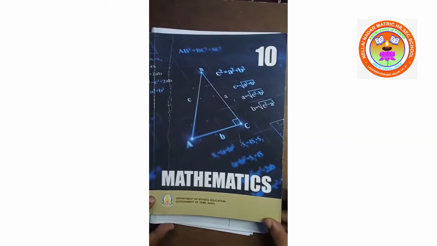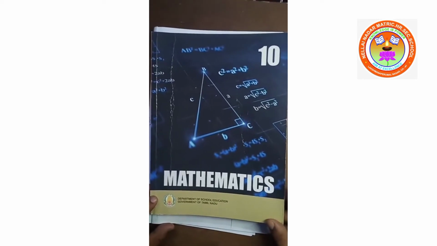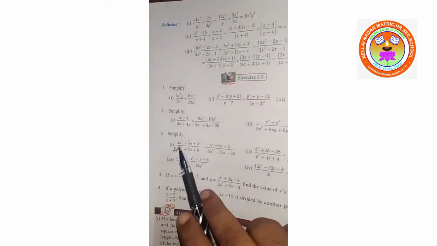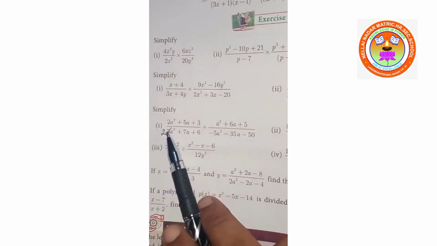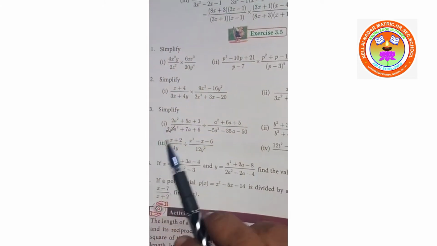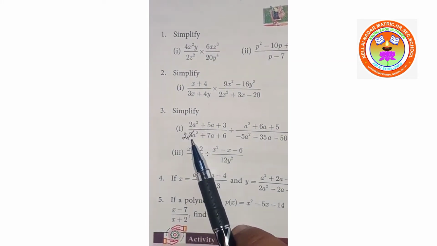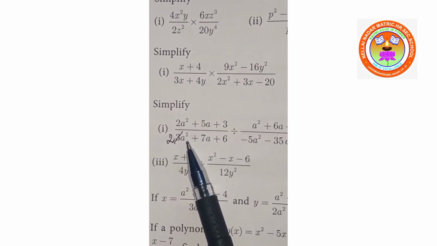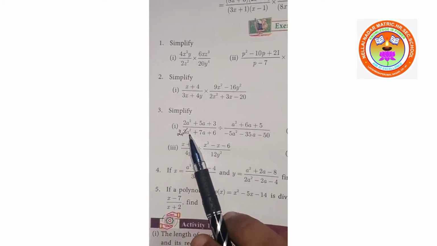10th standard mathematics, chapter number 3, continuation of exercise 3.5. Question number 3. We have 4 subdivisions. In first subdivision, there is a small change. Instead of 3a², please change it to 2a². We can do one by one. Now subdivision number 1.